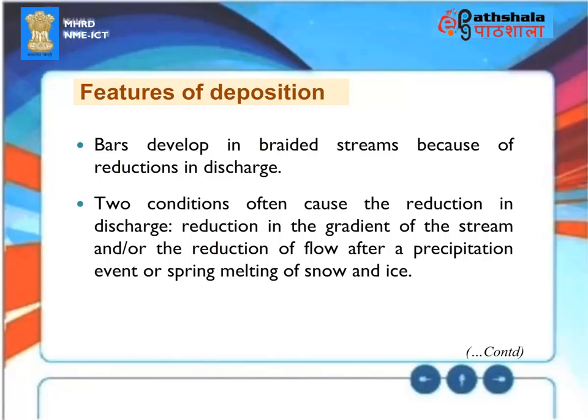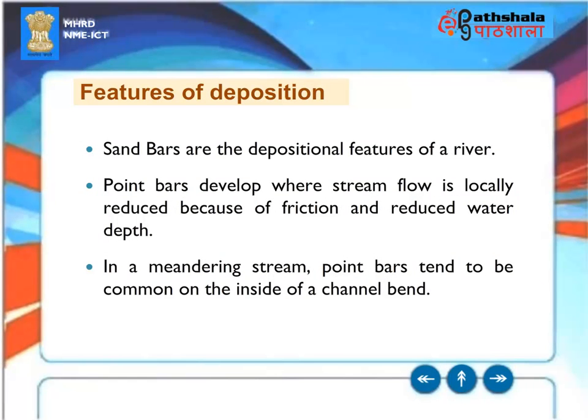Two conditions often cause the reduction in discharge: reduction in the gradient of the stream and/or the reduction of flow after a precipitation event or spring melting of snow and ice. Sandbars are the depositional features of a river. Point bars develop where stream flow is locally reduced because of friction and reduced water depth. In a meandering stream, point bars tend to be common on the inside of a channel bend.